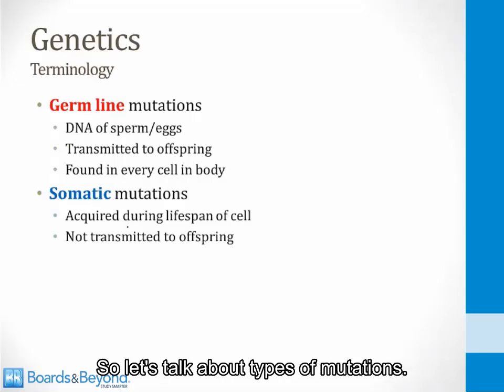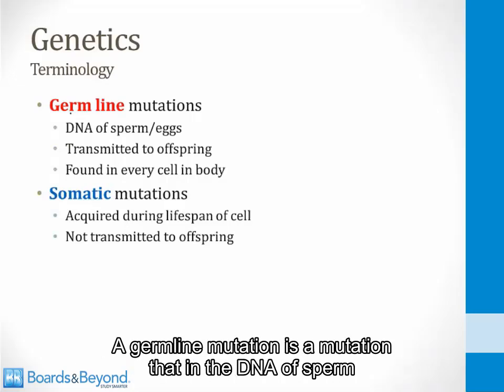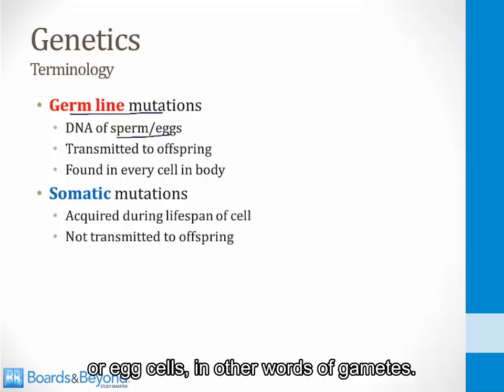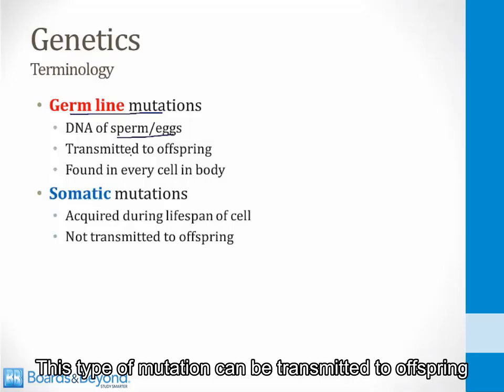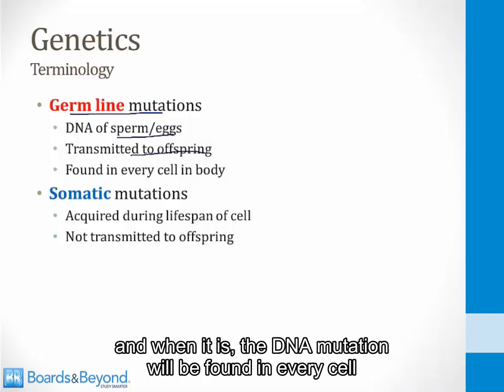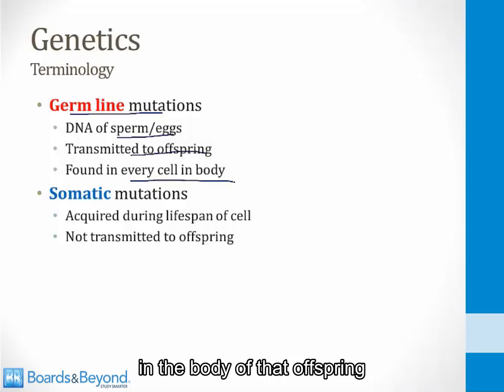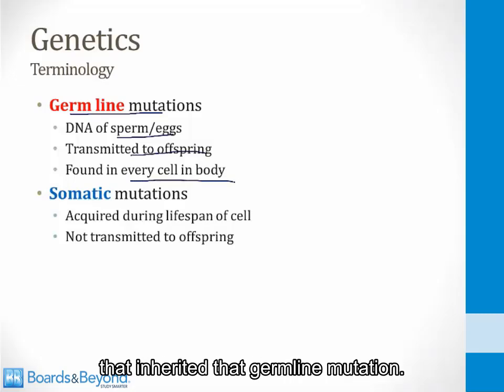Mutations in our genes are what lead to different alleles and different versions of a particular gene. So let's talk about types of mutations. A germline mutation is a mutation that occurs in the DNA of sperm or egg cells, in other words, of gametes. This type of mutation can be transmitted to offspring, and when it is, the DNA mutation will be found in every cell in the body of that offspring that inherited that germline mutation.